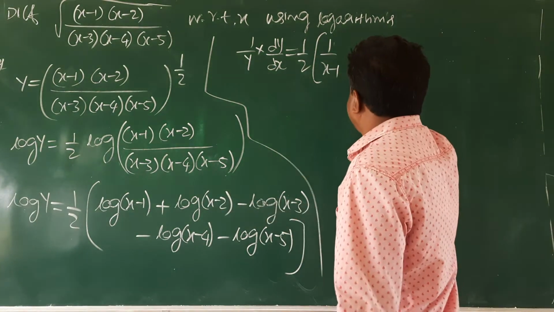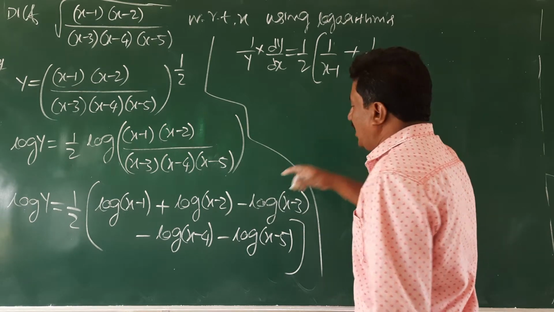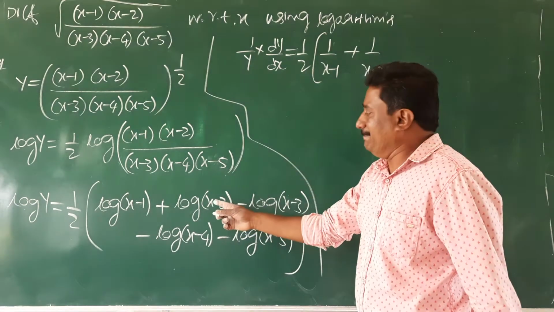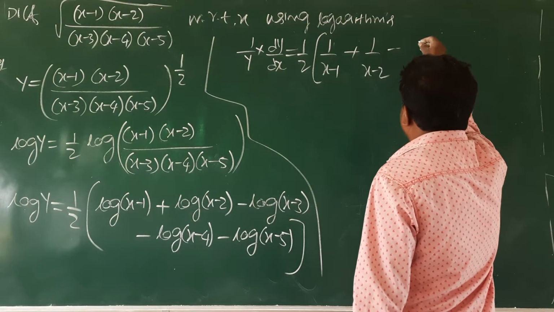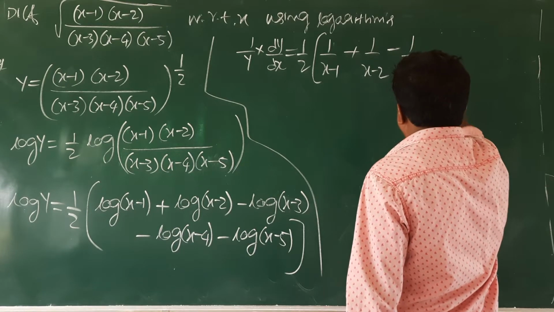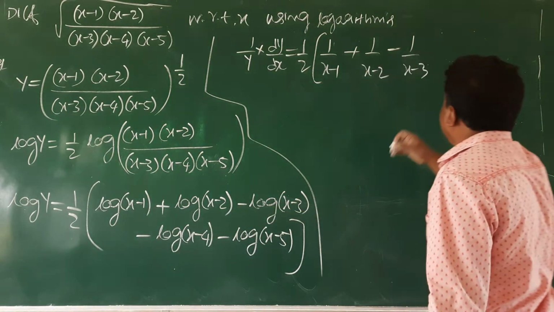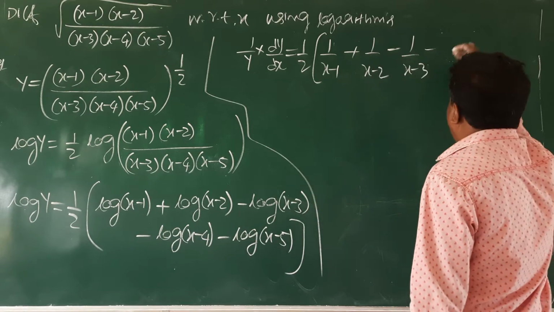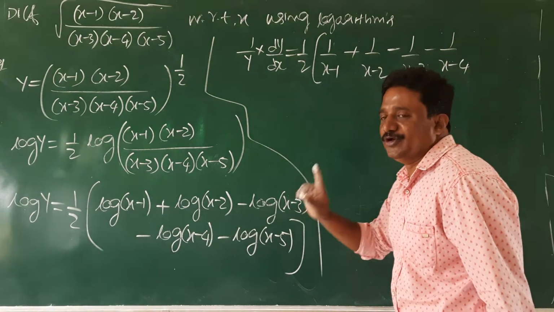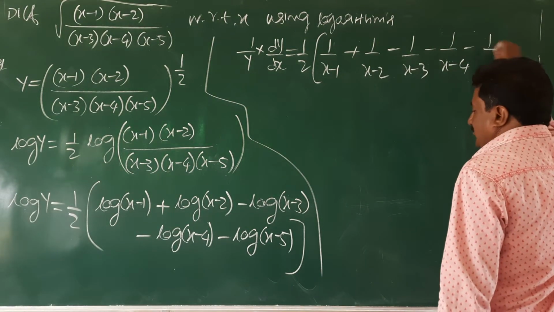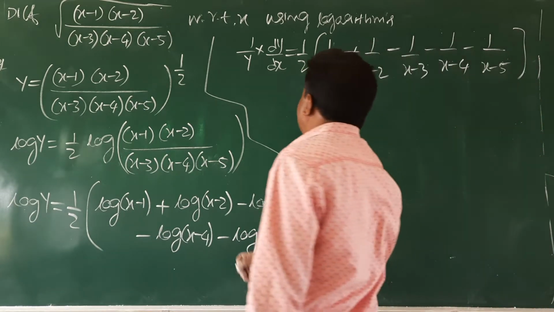So write plus 1 by x minus 2. Again, go inside: x is 1, 2 is 0, 1 minus 0 not required. Go for the next term: minus 1 by x minus 3. Again x is 1, 3 is 0. Next, minus 1 by x minus 4. Again x is 1, 4 is 0. Minus 1 by x minus 5. Same thing. Send the y to the right side.